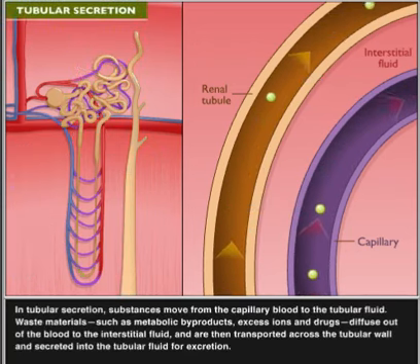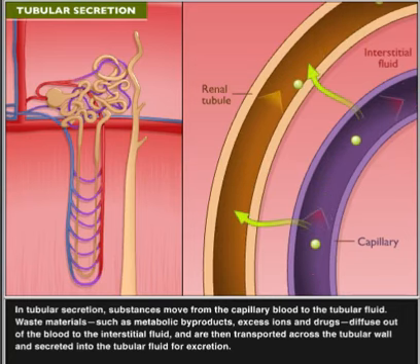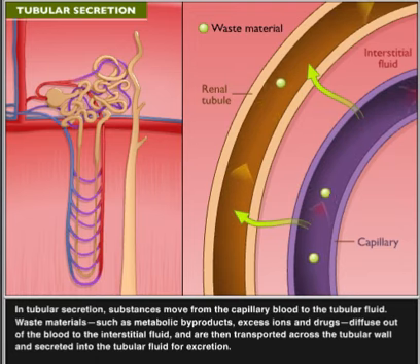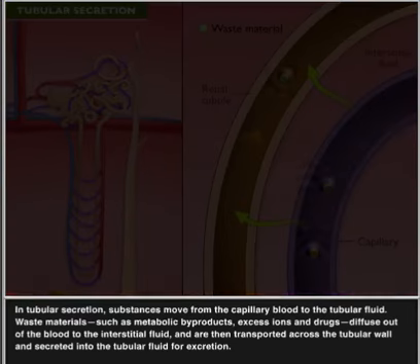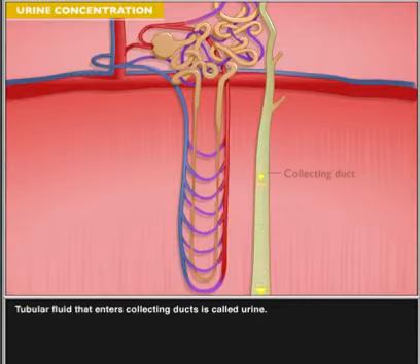In tubular secretion, substances move from the capillary blood to the tubular fluid. Waste materials, such as metabolic byproducts, excess ions, and drugs, diffuse out of the blood to the interstitial fluid, and are then transported across the tubular wall and secreted into the tubular fluid for excretion. Tubular fluid that enters collecting ducts is called urine.